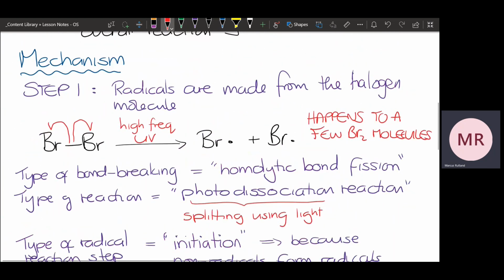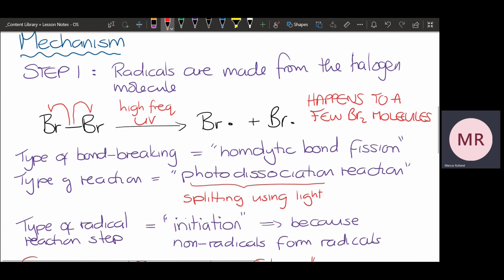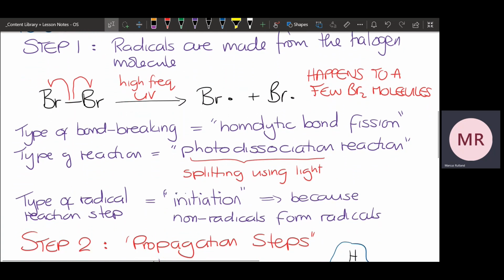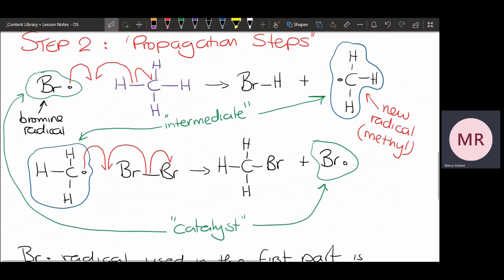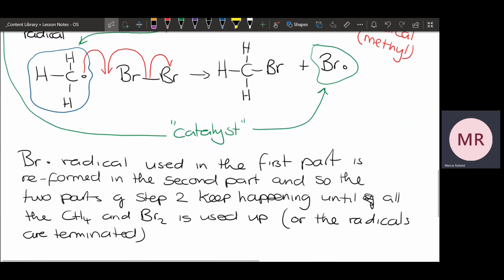Step 1, remember, was the radicals forming, UV light shining on the reaction mixture and a few of the bromine molecules breaking up to make some radicals. Those radicals then go to action in step 2, attacking methane to make a methyl radical, which then attacks a Br2 to make another bromine radical, and on it goes.